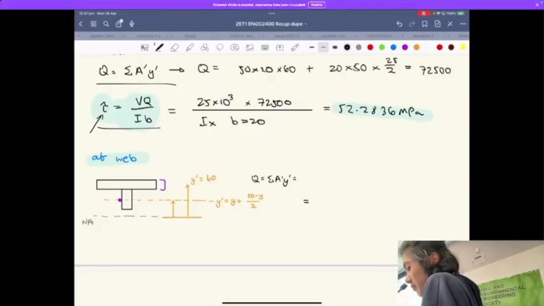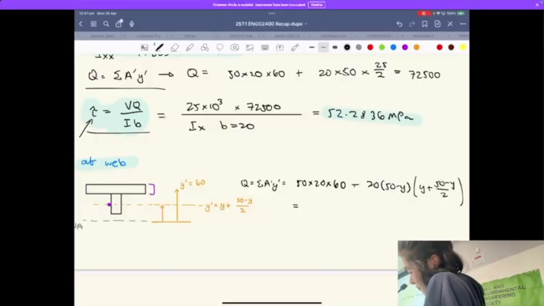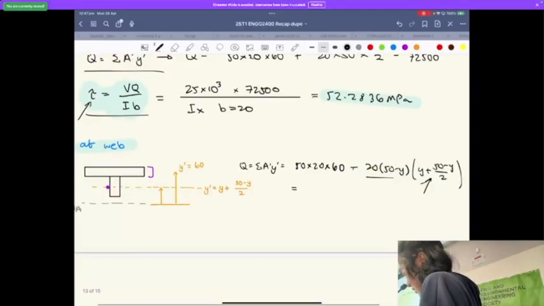So you get something that looks like this. You have your flange, which is 50 times 20 times 60. And then you have something that looks like 20 times (50 minus y) plus (50 minus y) on 2. That's the area of the width of the web, and then that's the distance to the web center. And you get something that looks like this for Q.